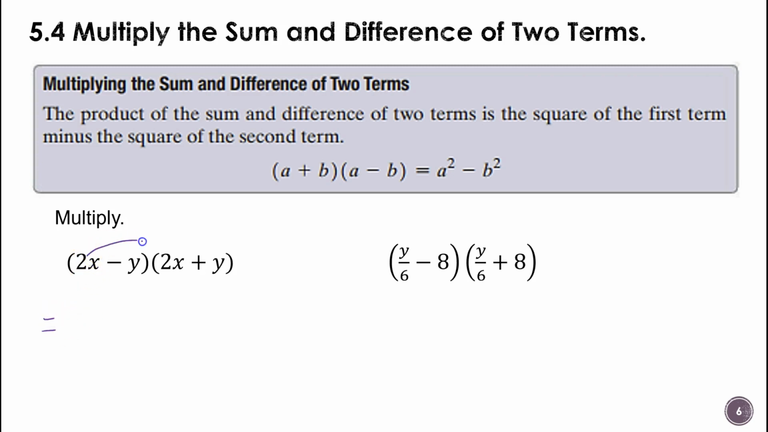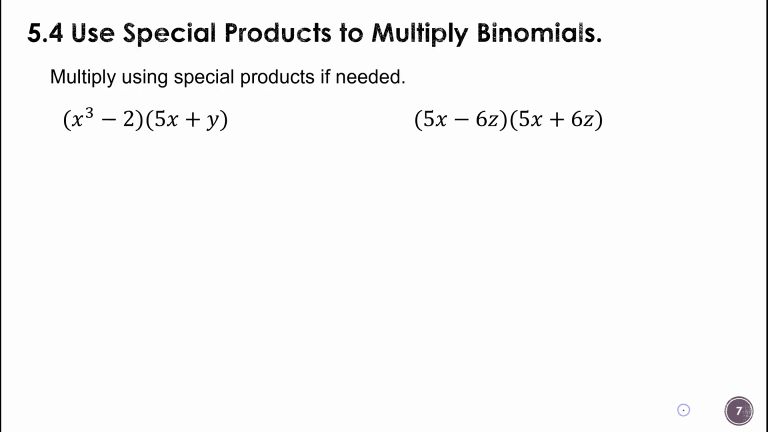Look what happens with this one. I'm going to take 2x times 2x, negative 1y times 1y, so that's negative y squared. And on this one I'm taking y over 6 times y over 6. So that's going to be, right, these two, y squared over 36 minus 64. And we're done with that one.